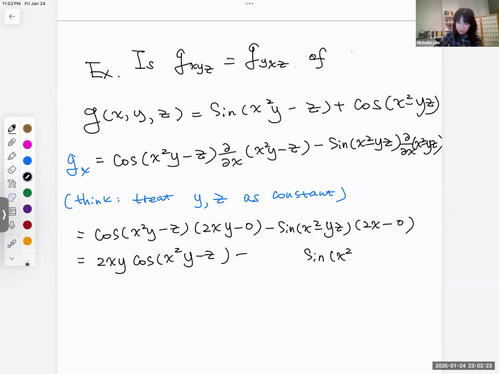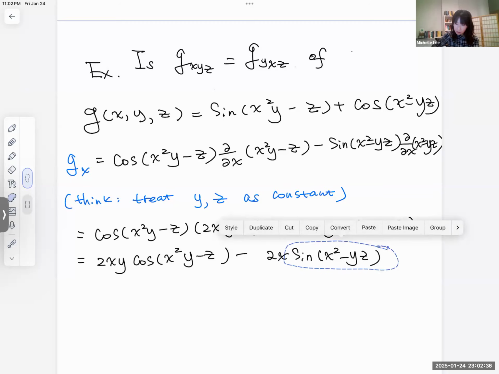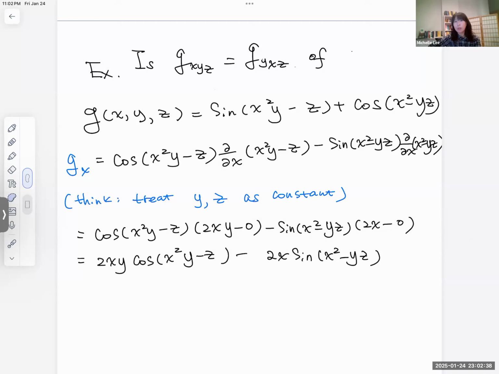So we have 2x sine(x²y − z). Is it okay? All right, so let's do that.